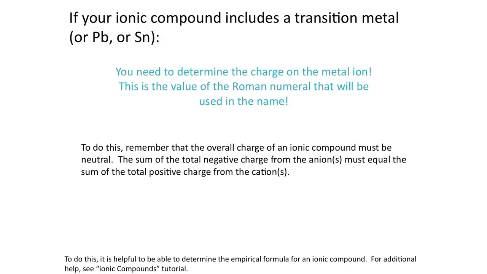Let's take a look at a couple examples. Here we have the formula CuCl2. If I want to determine the charge of the copper ion so that I can put that as the Roman numeral in the name, I first need to know the charge of the anion. I know that chlorine tends to form ions with a charge of -1.